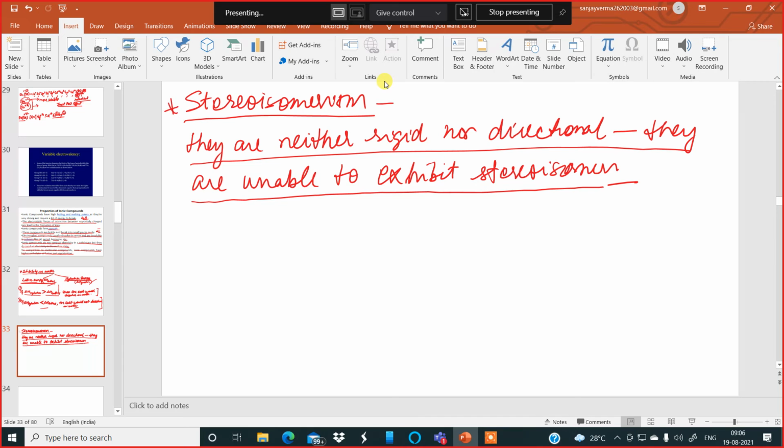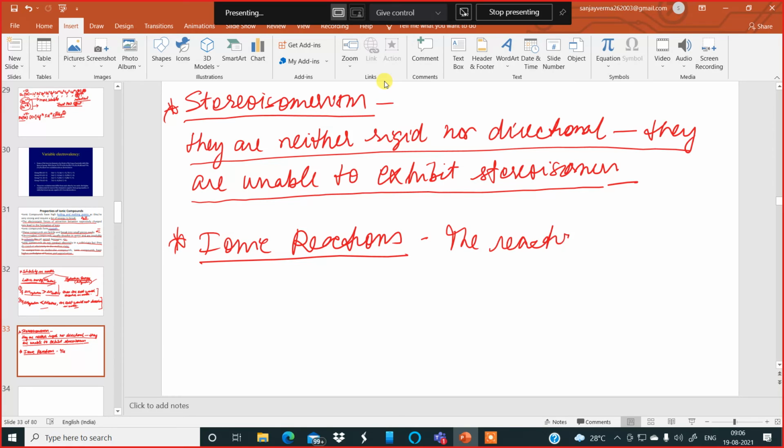The other property which can be discussed under the properties of ionic compounds is ionic reactions. Ionic compounds undergo ionic reactions because of the mutual interaction of the ions. That's why the reactions are fast. Ionic compounds undergo very fast reactions because of the presence of ions in them, in the solution state or in the gaseous state.